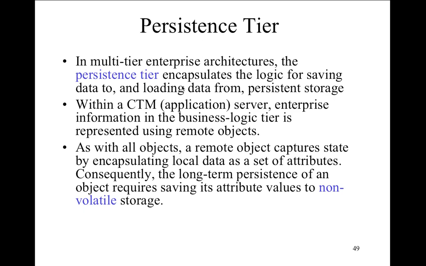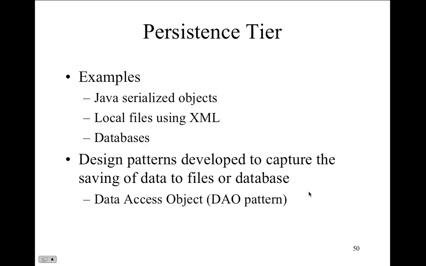It doesn't. So within the application level, the tier for the constant state information, the enterprise information, the business logic tiers is represented using remote objects. Some of those objects are beans. Some of them are just objects themselves. As with all objects, a remote object captures state encapsulated by local data, sets of attributes. The object requires saving its attribute values to non-volatile storage. So it does normally contain saving information to something.